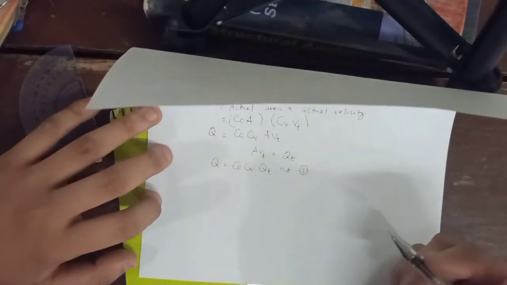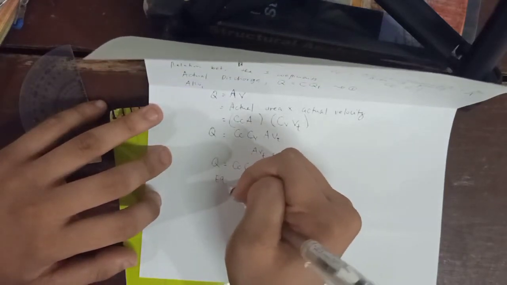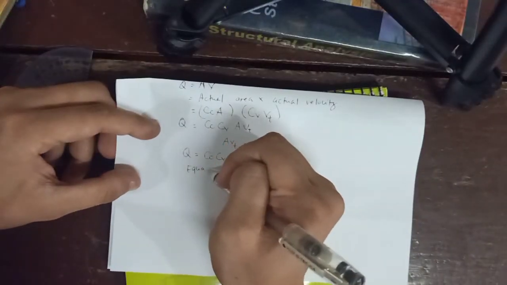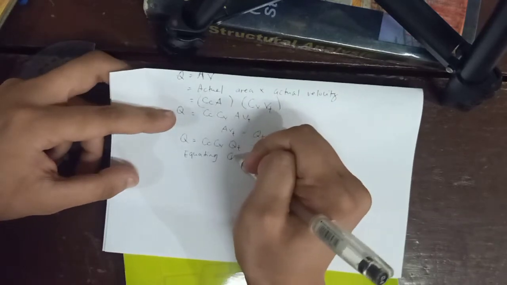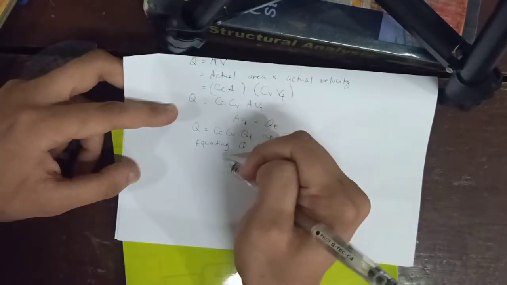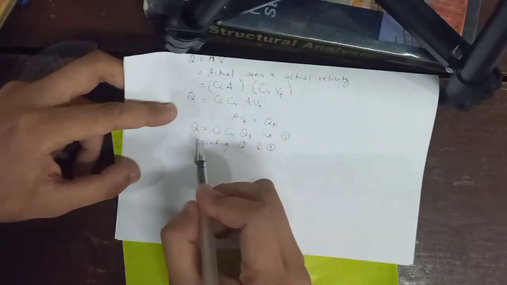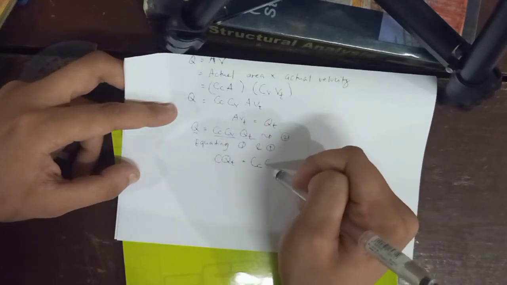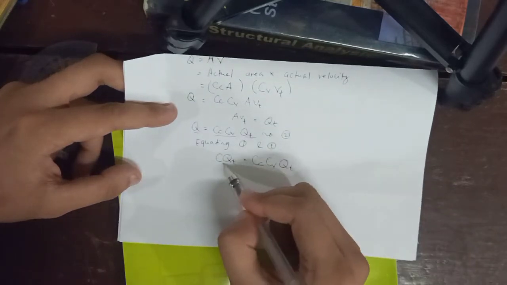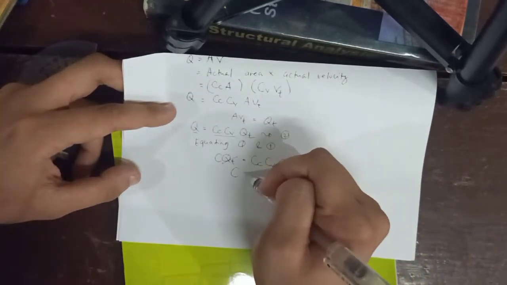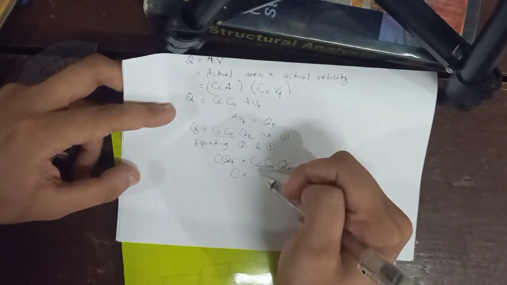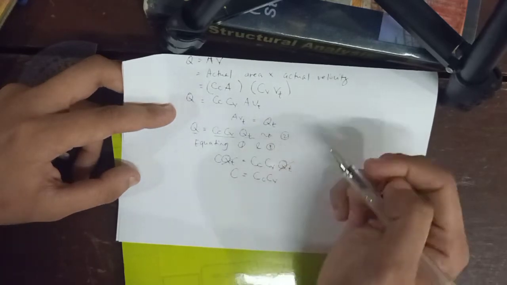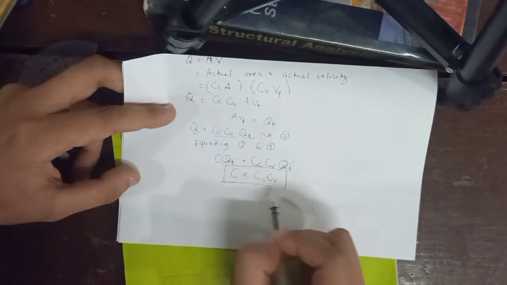So equating the two equations that we have formed, equating 1 and 2. Therefore, Q is C QT equals CC CV QT. So we can cancel the QT. Therefore, our coefficient of discharge is equal to the multiplication of the two coefficients, the contraction and the velocity. So this is now the relation of the three coefficients.